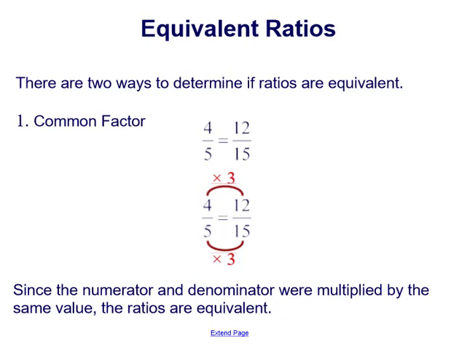Now, there are 2 ways to determine if ratios are equivalent without tape diagrams. The first is to look for a common factor. So here, if we're trying to test if 4 over 5 or 4 to 5 is equal to 12 to 15, we can look at the relationship between the numerator to numerator and denominator to denominator. We're looking for that common factor. Well, 4 to 12 is multiplying by 3, and 5 to 15 is also multiplying by 3. Since the numerator and denominator were multiplied by the same value, the ratios are equivalent. 4 to 5 does equal 12 to 15.